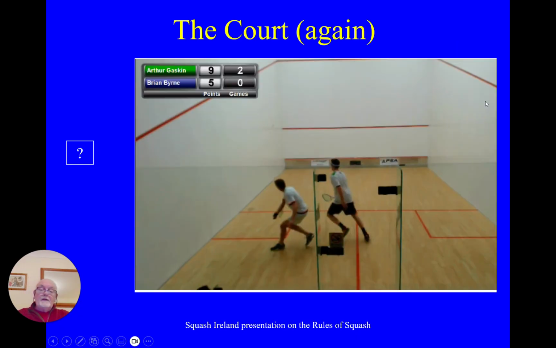Just to have a look at these again for certainty and clarity, here we have the tin, the out of court line, the half court line, the service line and the short line.